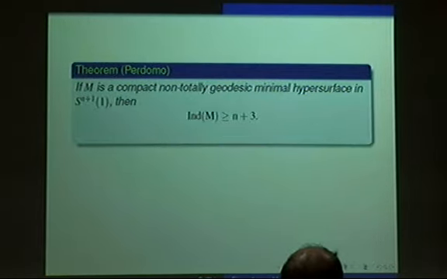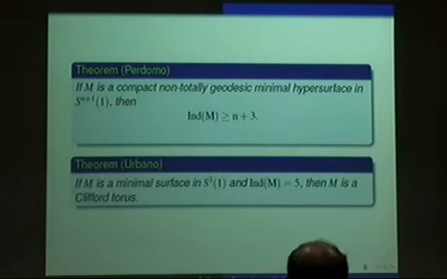Next, Professor Perdomo proved that if M is a compact non-totally geodesic minimal hypersurface in a unit sphere, then the index is greater than or equal to n plus 3. So this is Perdomo's result.